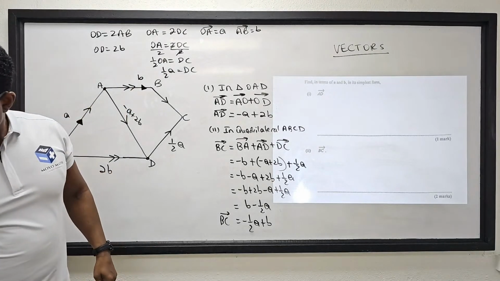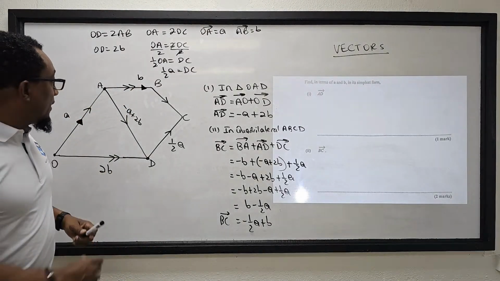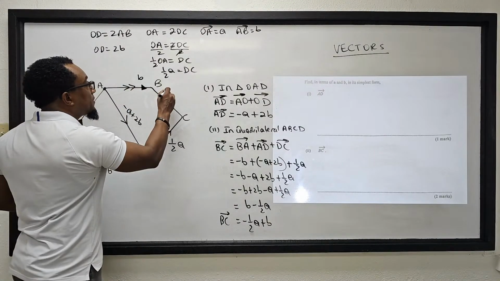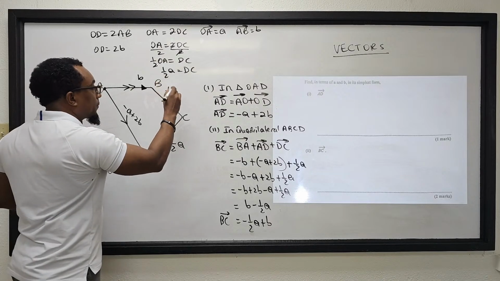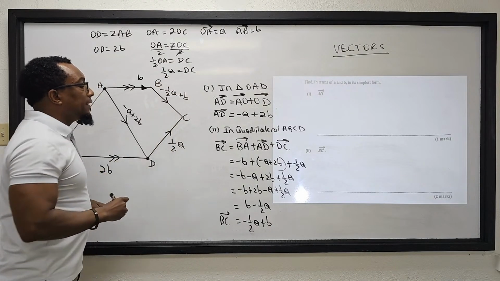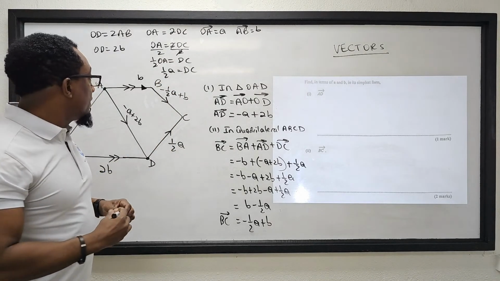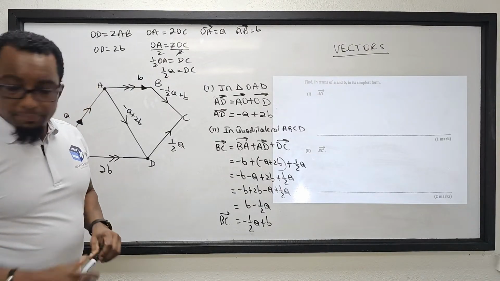Alright, so let's move on to the next part of this question. And let me put the information on the diagram. So BC is negative a half A plus B. It's always important to put the information on the diagram.